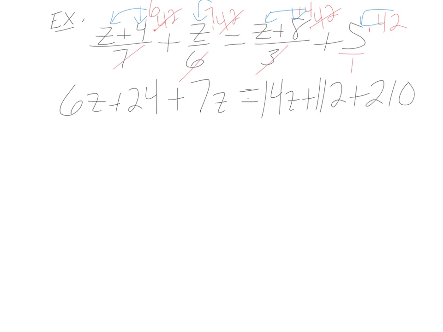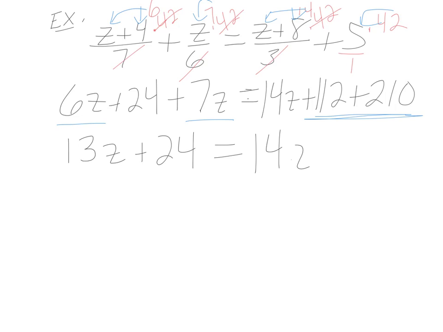Now on the left side, I can combine 6z and 7z and end up with 13z plus 24 equals. On the right side, I can combine the 112 and the 210, which is 322. I can't do anything else on the left side. I can't do anything else on the right side. So let's get our z's together. I'm going to bring the 14z over to the left. It's a positive 14, so I do a minus to get rid of it.